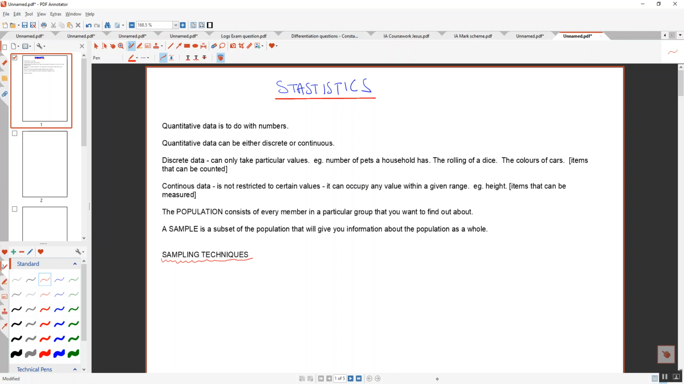Yes, so there are different ways to take samples. Okay, and we need to know what these different ways are. There are 6 of them. You need to be able to describe what the type of sample is, okay? So these are terms you need to learn, okay?